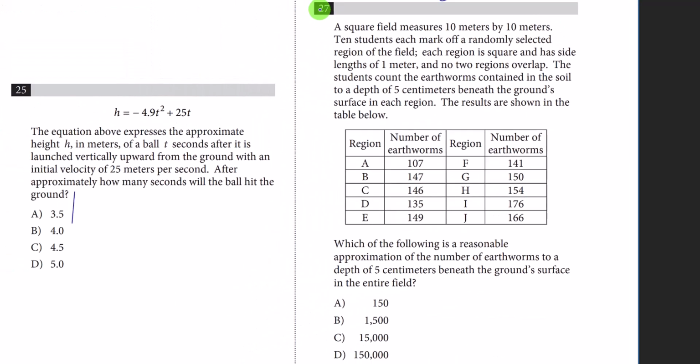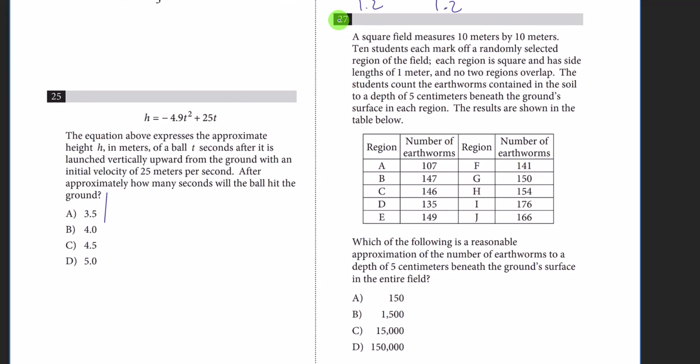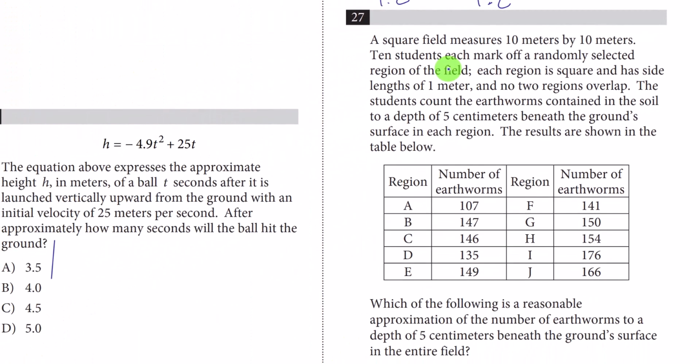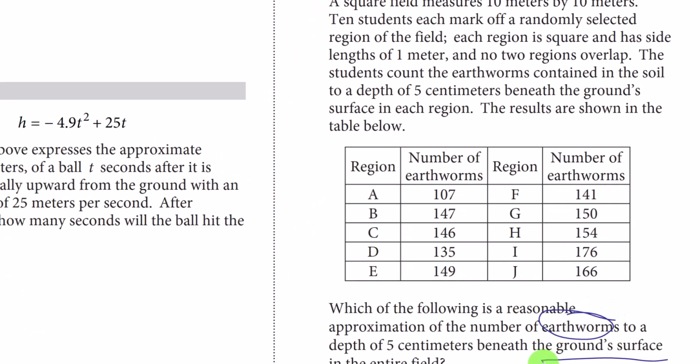Question 27. So many people get this question wrong. You've got a square field that measures 10 by 10. And they mark off a randomly selected region of the field. Each side is length 1 meter, whatever. Basically the question is asking you, what is a reasonable approximation of the number of earthworms beneath the ground surface in the entire field?